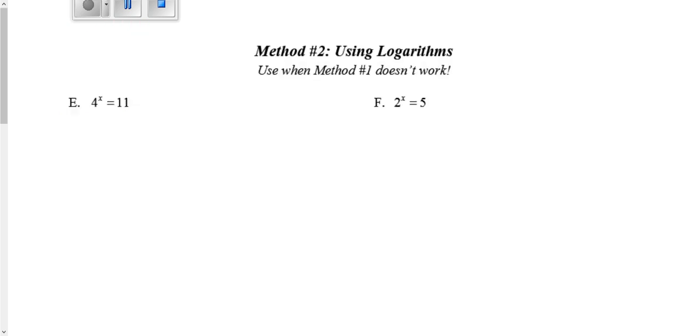Now, if we look at the back side of your notes, the problem is that we can't always write two numbers in the same base. So if you look at example E, 4 and 11, it's impossible for you to write them in the same base. So what we're actually going to do is use target 3, which was taking your exponential equations and putting them in logarithmic form. And we're going to do that again here.